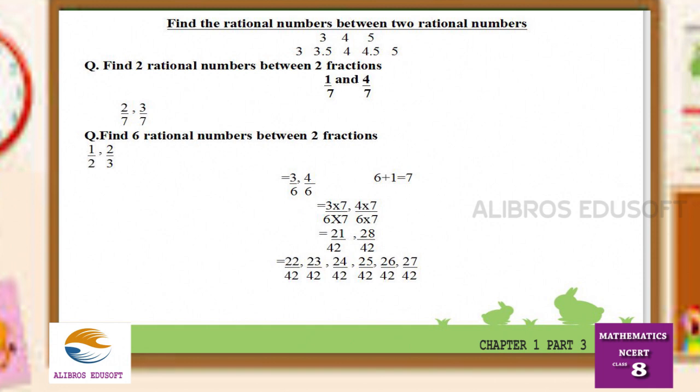Let us check. 3 into 7 by 6 into 7, comma, 4 into 7 by 6 into 7. We get the fractions as 21 by 42 and 28 by 42. Here we get 6 rational numbers between these two fractions, that are 22 by 42, 23 by 42, 24 by 42, 25 by 42, 26 by 42 and 27 by 42. Here we got 6 rational numbers between the fractions.